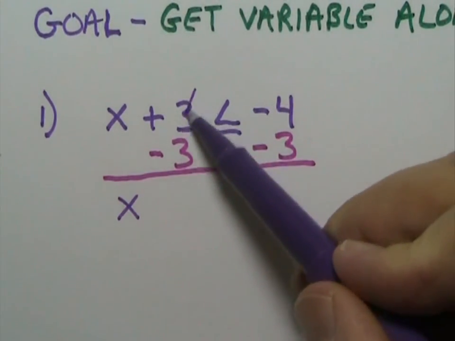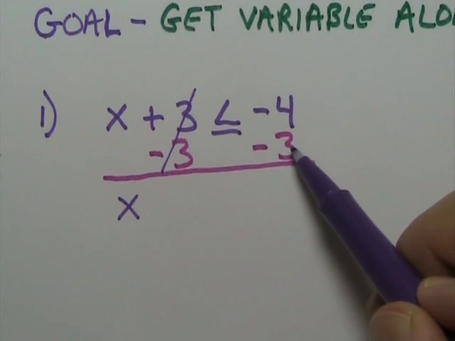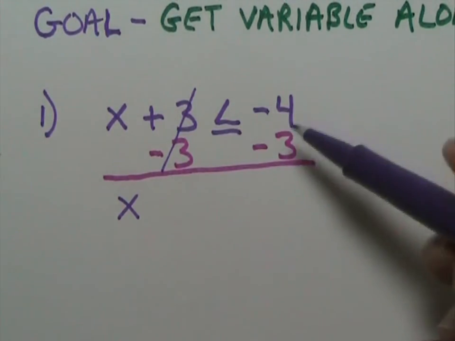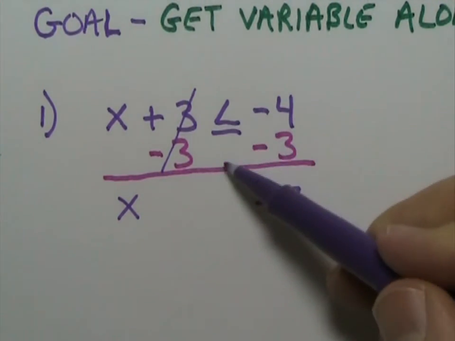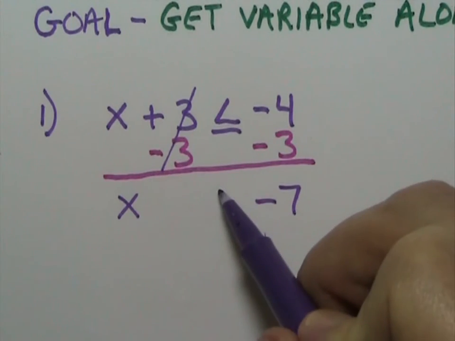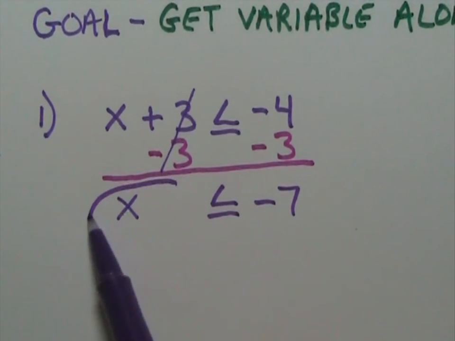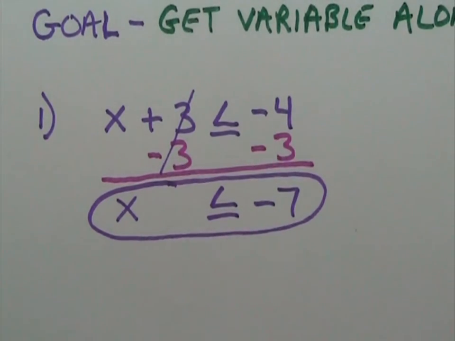And this is gone. And this over here, -4 and -3. We're just putting them together. They're the same sign, so add them up. 4 and 3 is 7. So that's -7. What do we do with this symbol here? Just bring it on down. And that is it. There is your answer. So just bring this symbol on down.